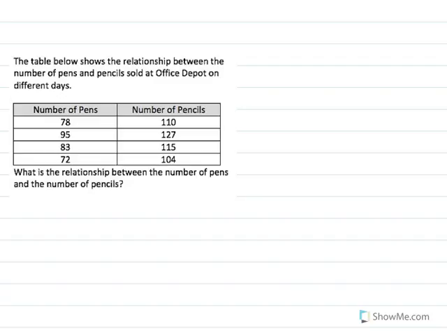So we're going to follow the same process. We're going to read the question, then look for the information we need. The question is down at the bottom, and it's asking, what is the relationship between the number of pens and the number of pencils? I'm looking for the relationship between the number of pens and the number of pencils. The table shows the relationship between the number of pens and pencils sold at Office Depot on different days. I have my number of pens and I have my number of pencils.